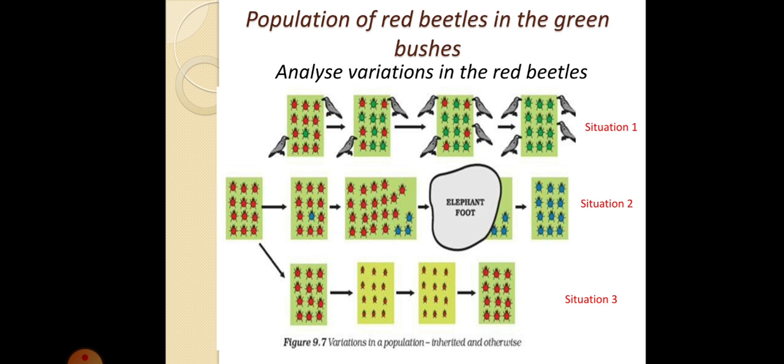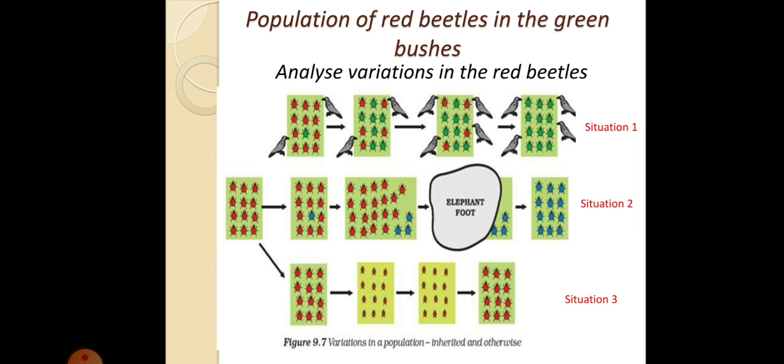Since the red color beetle is quite visible in the green bushes, the crows have picked and eaten those red beetles, and in green bushes the green color beetle is not visible. As a result, the number of green beetles has increased slowly, and ultimately the population has turned from red to green in case of situation 1.